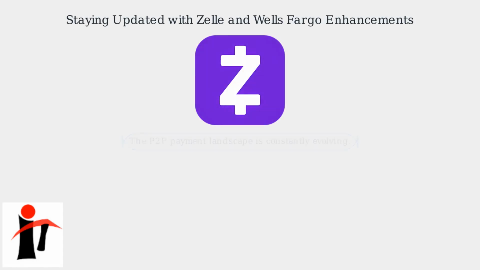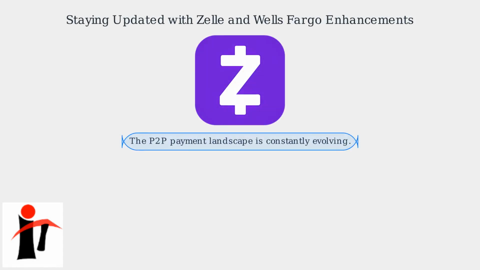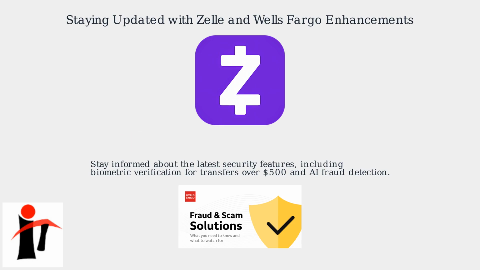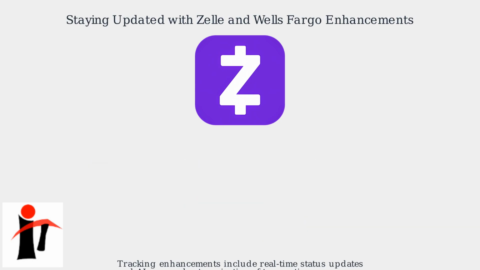The P2P payment landscape is constantly evolving, with new features and enhancements emerging regularly. Stay informed about the latest security features, such as mandatory biometric verification for transfers over $500 and advanced AI fraud detection that has reduced incidents by 25%. Tracking enhancements include real-time status updates with color-coded notifications and AI-powered categorization that automatically tags Zelle transfers as personal payments or bills. Regularly check the Wells Fargo app and website for these updates, as they are integrated into the banking platform without needing a separate Zelle app.